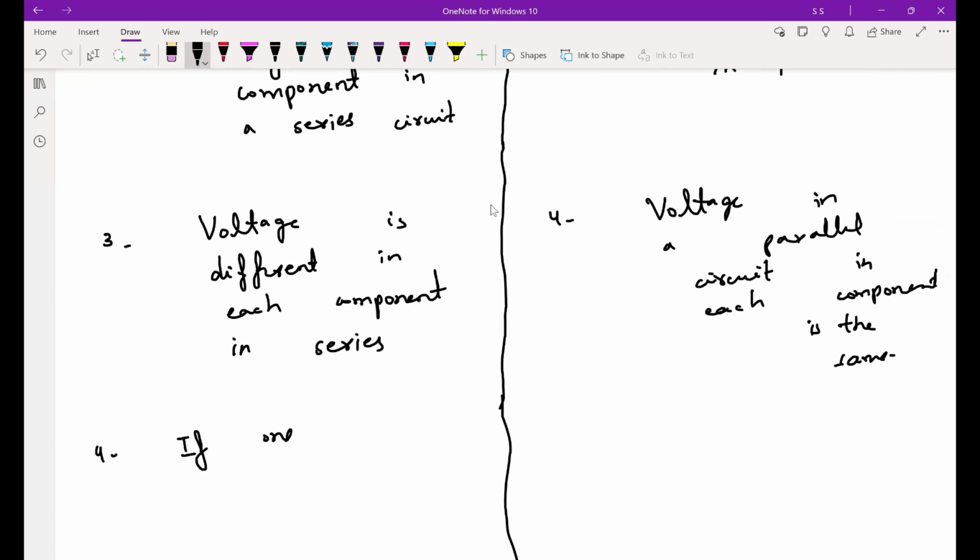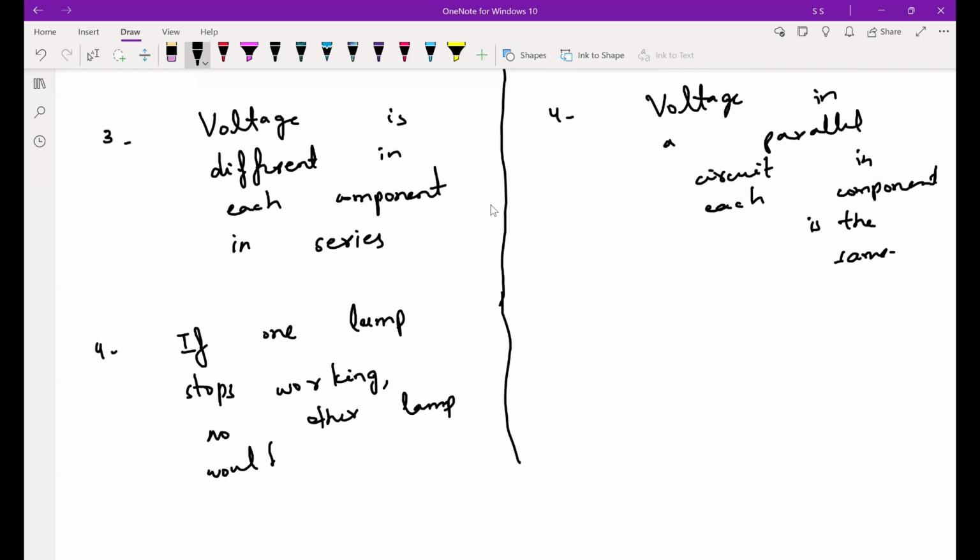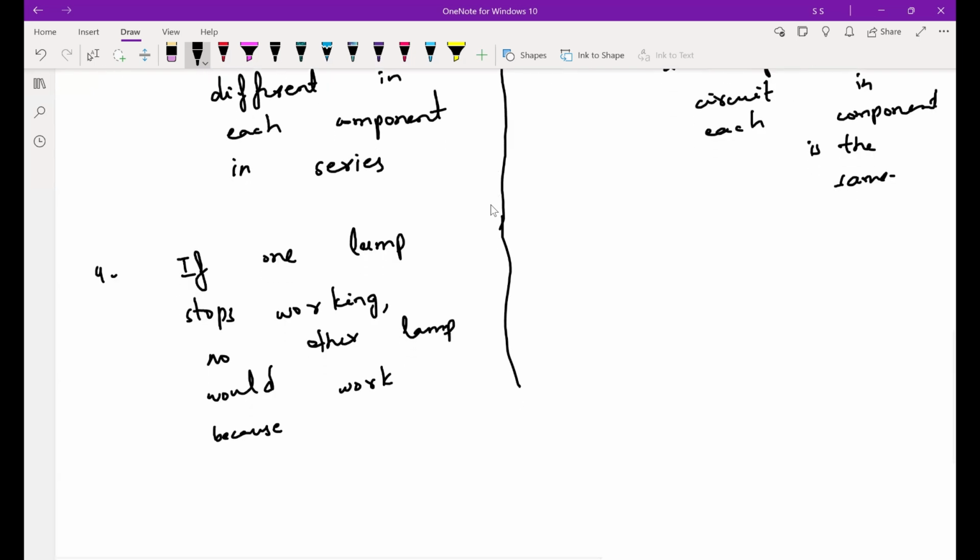So if one lamp stops working, no other lamp would work, because of what? Because no current would flow through the circuit.